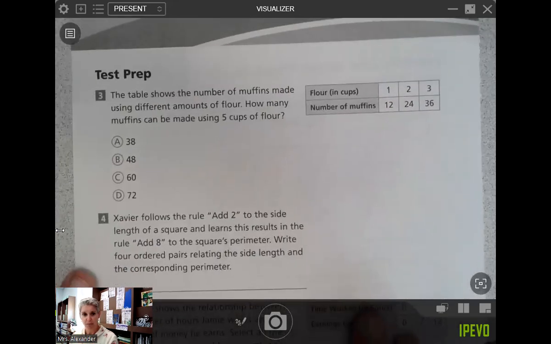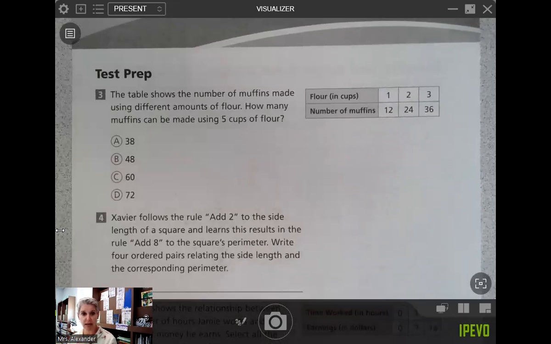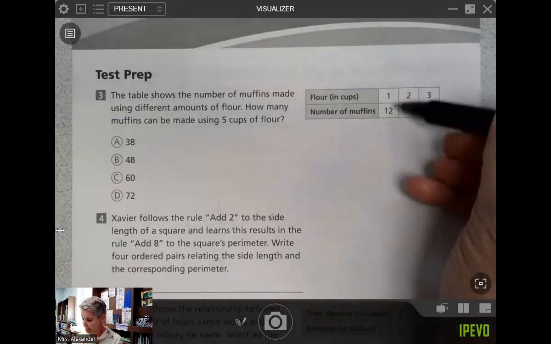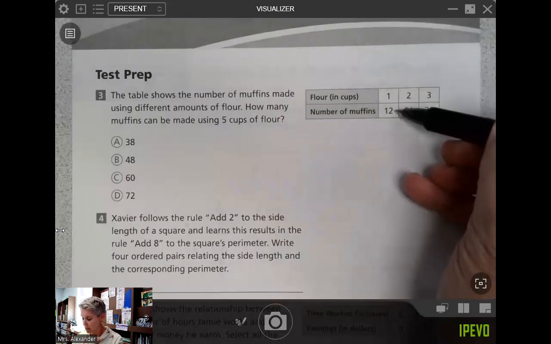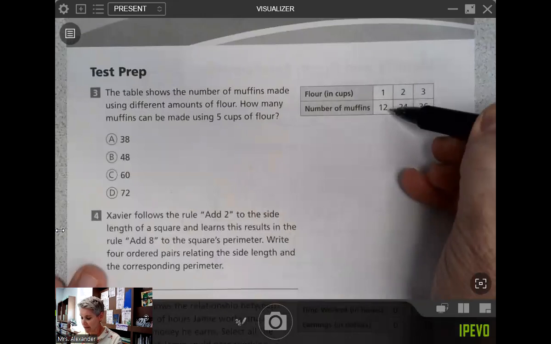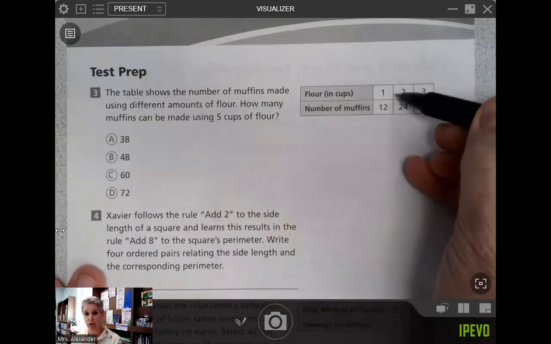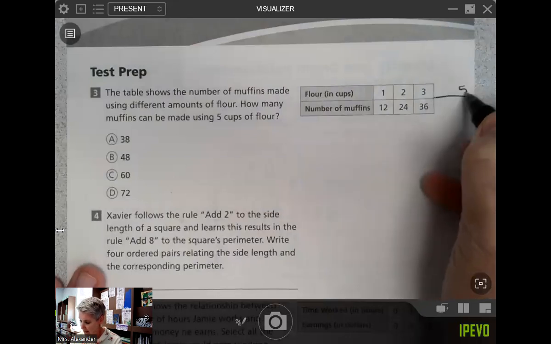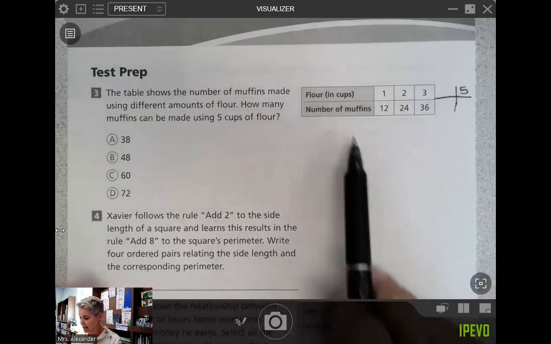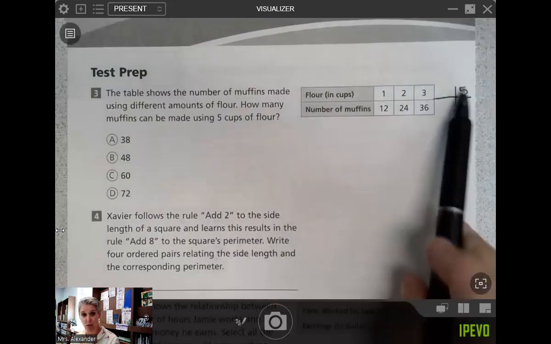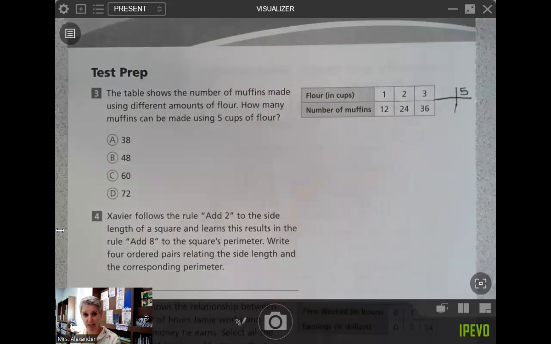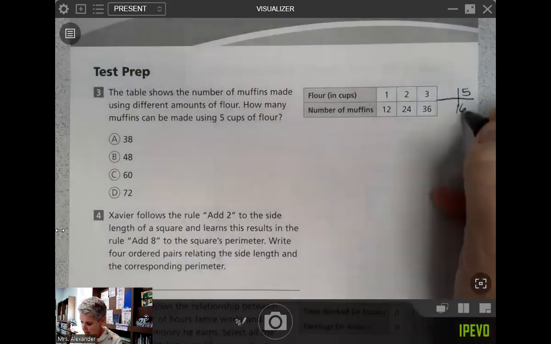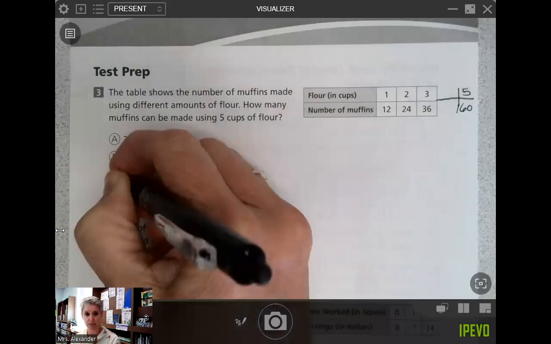For our test prep, the table shows the number of muffins made using different amounts of flour. How many muffins can be made using 5 cups of flour? Let's look at this relationship. 1 cup of flour is 12 muffins. So the number of muffins is 12 times the amount of flour. So if we were extending this table out and we want to get to 5, and the number of muffins is 12 times the amount of flour, what would 12 times 5 give us? That would give us 60, letter C for our answer.